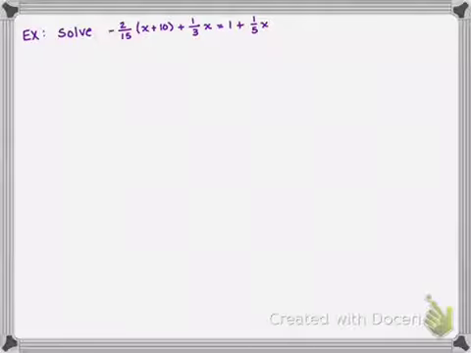So we're going to multiply by what on both sides? 15 is our LCM. So we have 15 times negative 2/15 times x plus 10, and then 15 times 1/3 x, 15 times 1, and then 15 times 1/5 x.